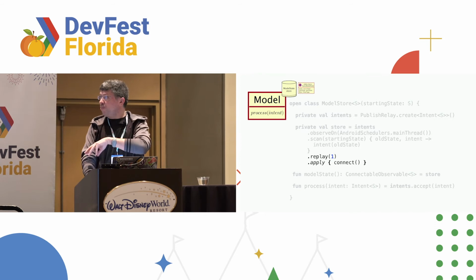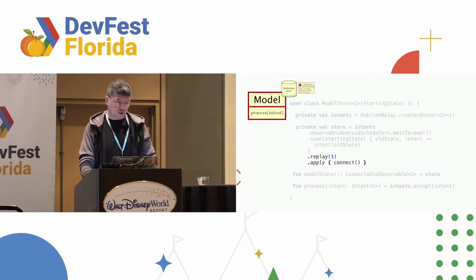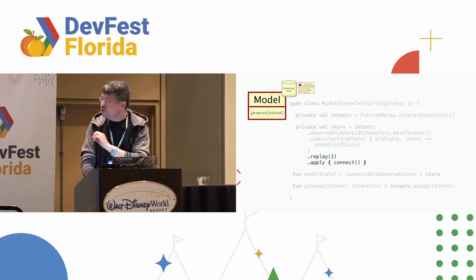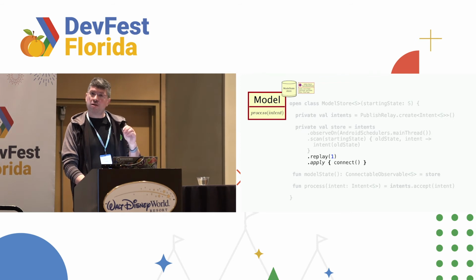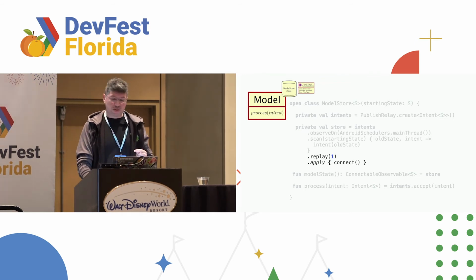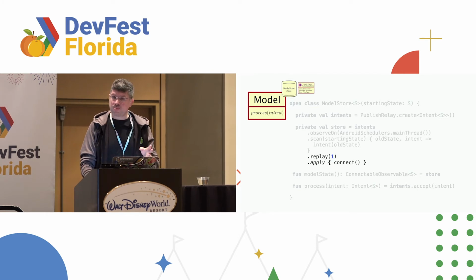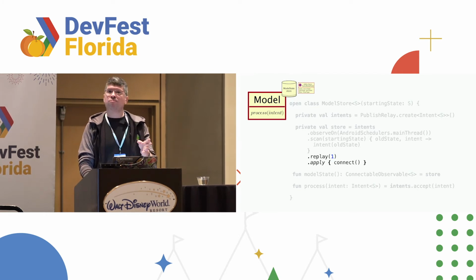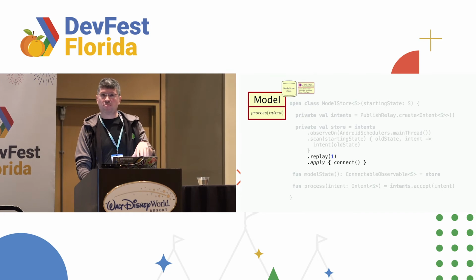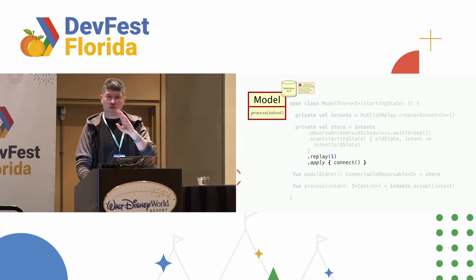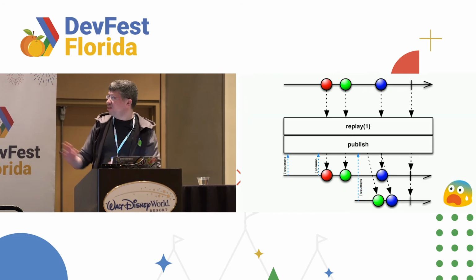So to finish up this model store, we need two more things. We need to be able to share the stored value, and this is what replay does. If you're familiar with RxJava, this might speak to you. If you're not, then don't worry. Just trust me, it works, and go read up on it later. Again, there's a little marble diagram with it.